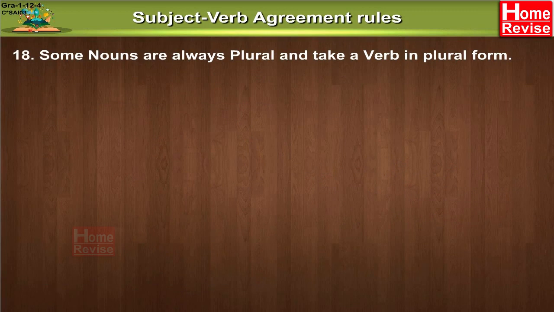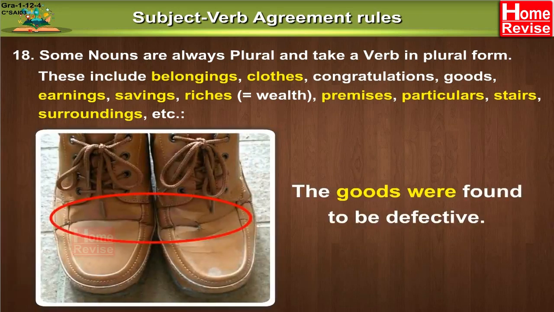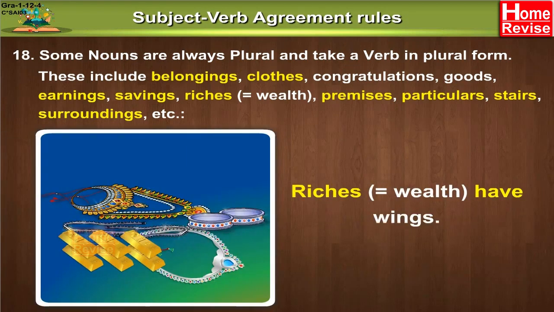18. Some nouns are always plural and take a verb in plural form. These include belongings, clothes, congratulations, goods, earnings, savings, riches (meaning wealth), premises, particulars, stairs, surroundings, etc. The goods were found to be defective. My belongings have been destroyed. Riches, meaning wealth, have wings.